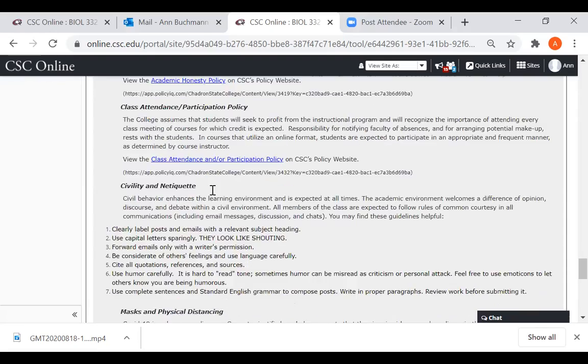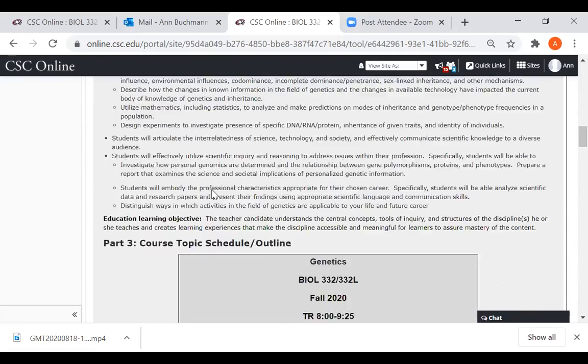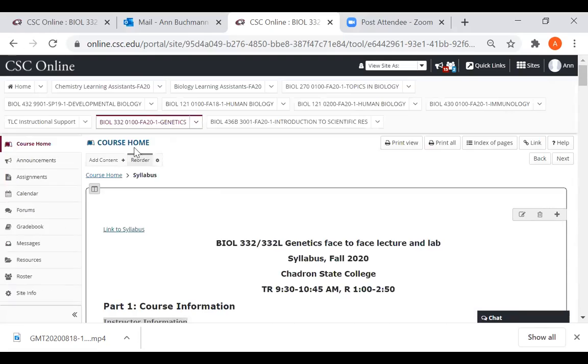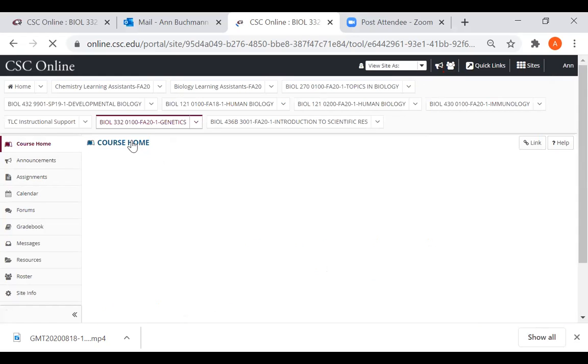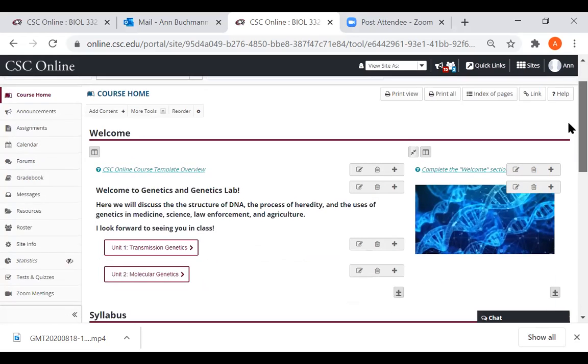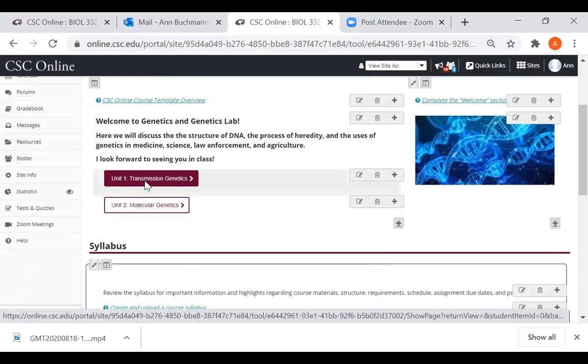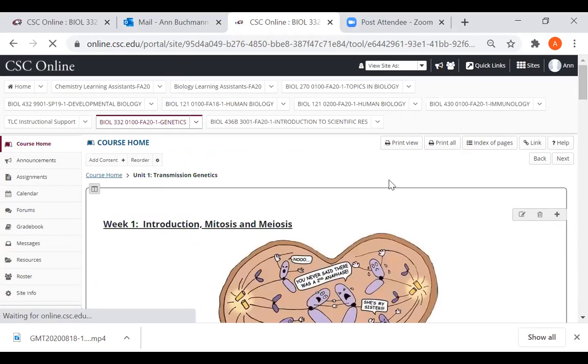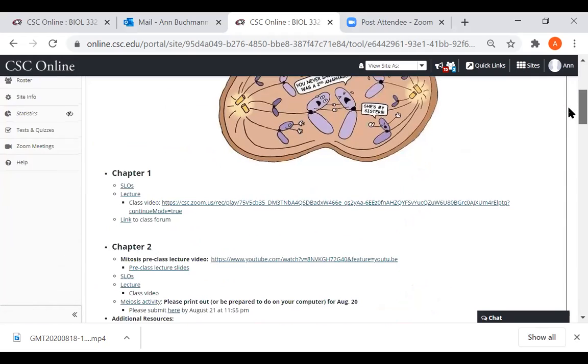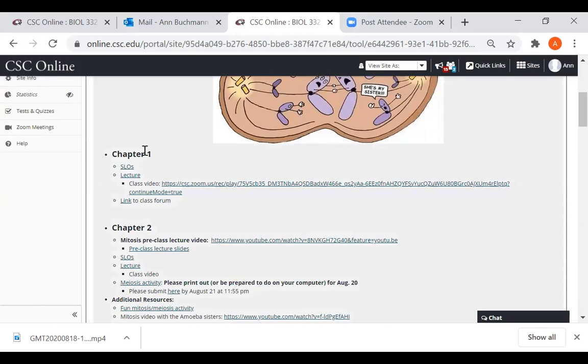The other things that you should realize, so if you look at our site, I'm going to go back to our course home. All of the information for this site is listed under each unit that's listed under here. So here's transmission genetics. And transmission genetics, basically, chapter 1, the SLOs for chapter 1, the lecture. There will be a class video associated with the lecture. And then there's a link, in this case, to a class forum.